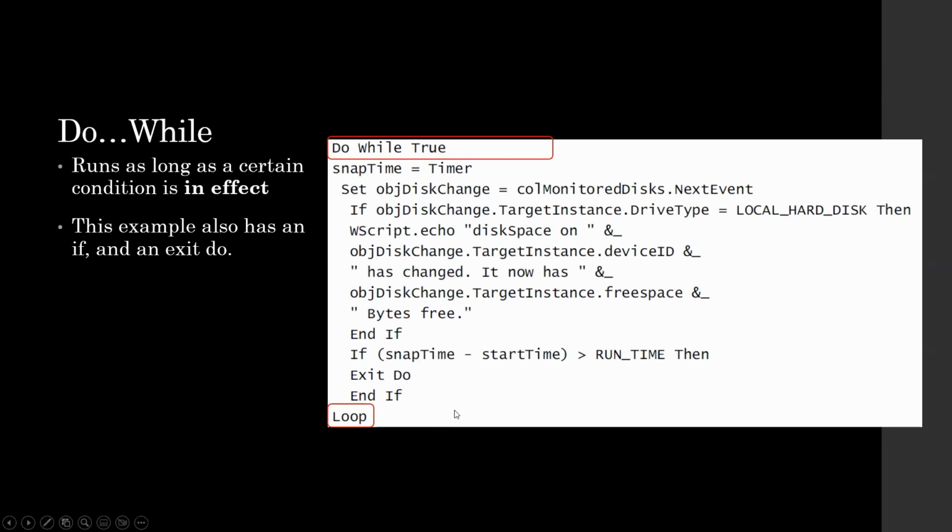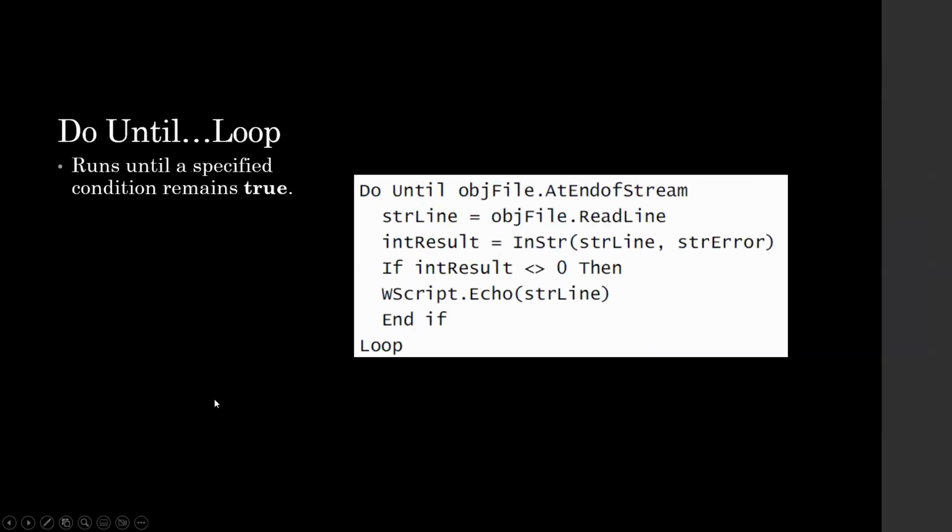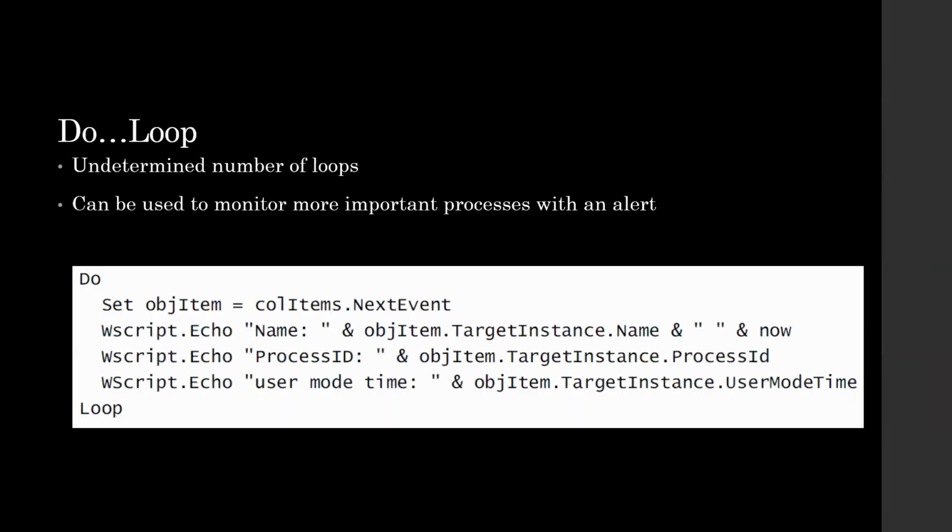So it's going to keep running until this happens right here in order to do the exit. A do until loop is going to run until a specified condition remains true. So do until object at end of stream, do a bunch of topics, and then I'm going to end the loop. So it's slightly different than the one before it, but they're pretty similar.